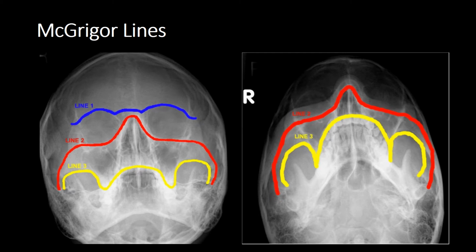The biggest problem with McGregor's lines is that we don't deliberately assess the medial margin of the maxilla. So I'd like you to really concentrate that when you assess your face, you deliberately, strategically make sure that you look at this area, because you may see a fracture through here. Don't forget to check your mandible.